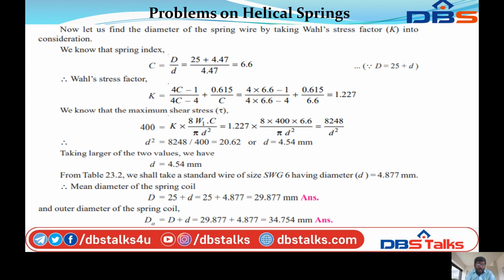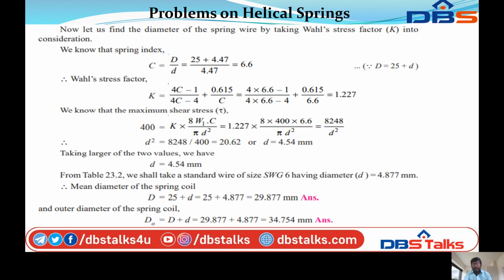Taking the larger of the two values: calculating the two diameters, the first d is 4.47 and the second d value is 4.54. So we take the larger one between the two values. We can take the small d equal to 4.54 mm. From the table we shall take the standard wire size. So we can see the table, 4.877. This is SWG 6, which is close to the 4.54.